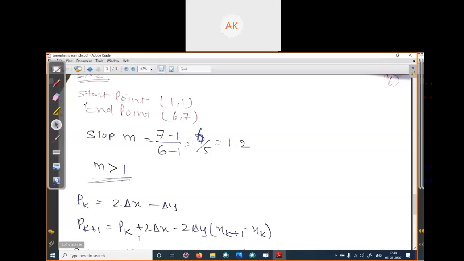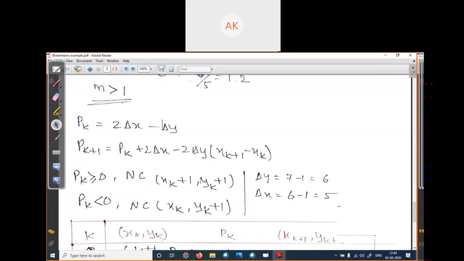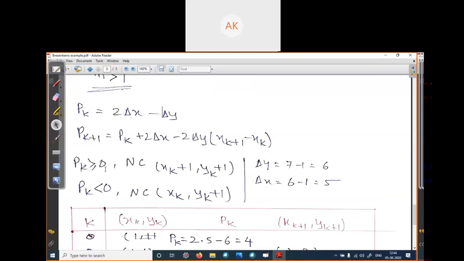When your slope is greater than 1, the equations of decision parameters are these. The initial decision parameter is pk equals 2 delta x minus delta y, and the next decision parameter equation is pk plus 2 delta x minus 2 delta y, into xk plus 1 minus xk. When your pk value is greater than or equal to 0, then the next coordinate will be xk plus 1, yk plus 1. When your decision parameter value is negative, means less than 0, then the next coordinate will be xk, yk plus 1.